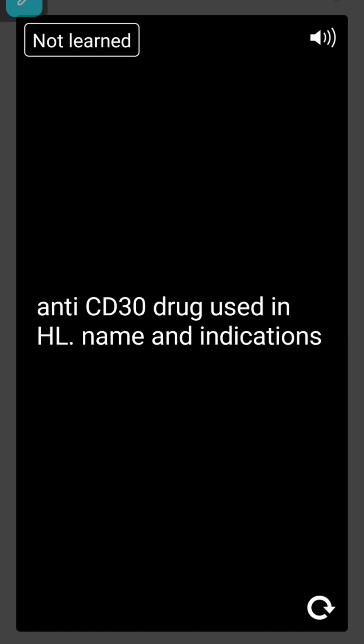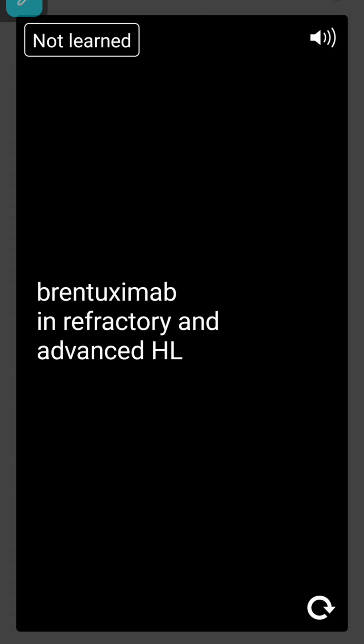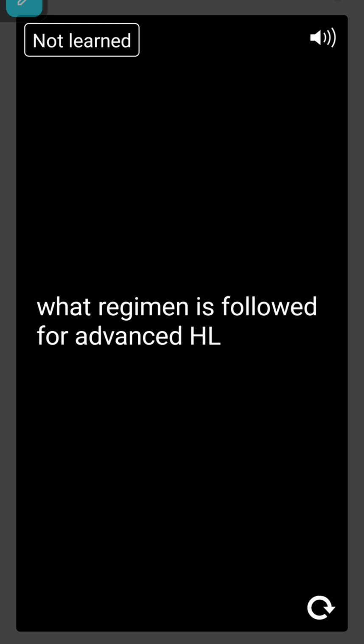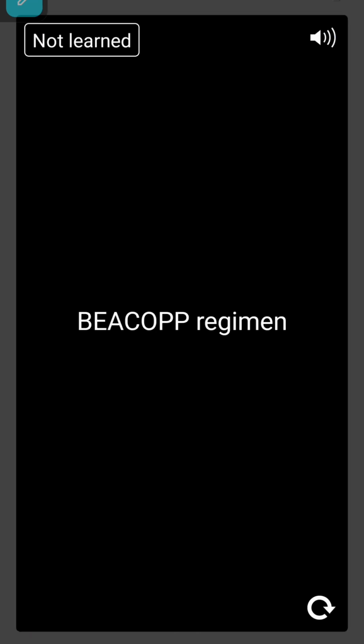Anti-CD30 drug used in HL, name and indications. Brentuximab, in refractory and advanced HL. What regimen is followed for advanced HL? BEACOPP regimen.